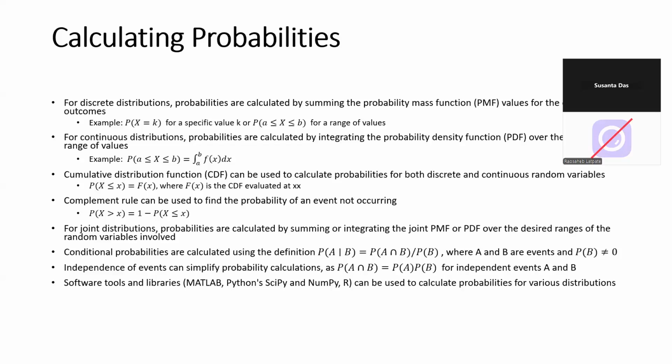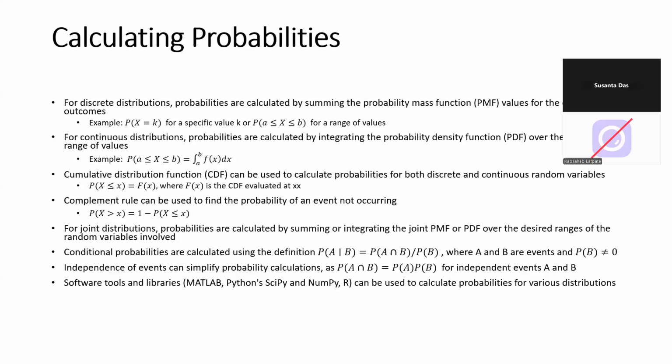Now suppose you know the probability of occurrence, or the probability of success. How do we calculate the probability of failure? Look here: the probability of X greater than or equal to x is equal to 1 minus the probability of X less than or equal to x. If we add these two probabilities, the sum should be 1. By using this relation, one can evaluate it.